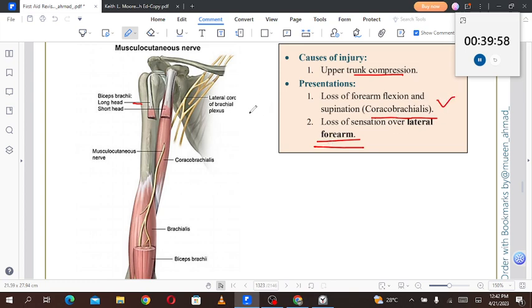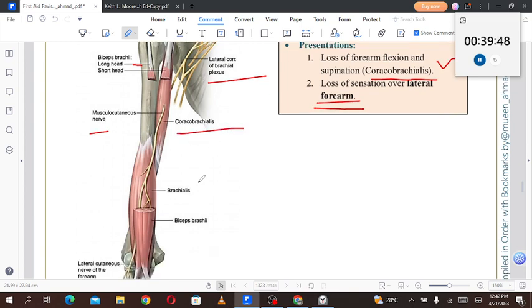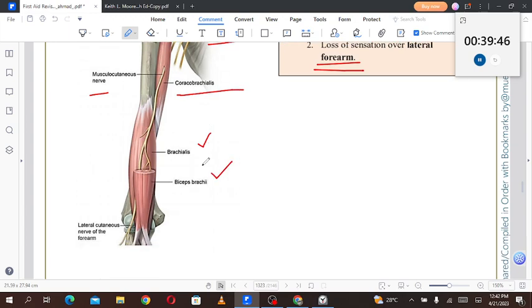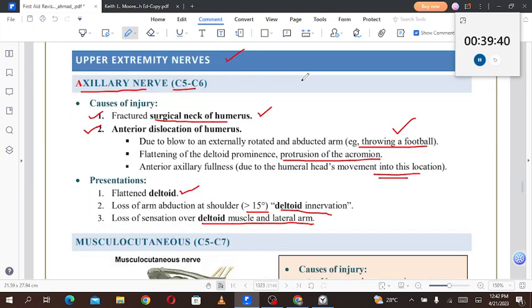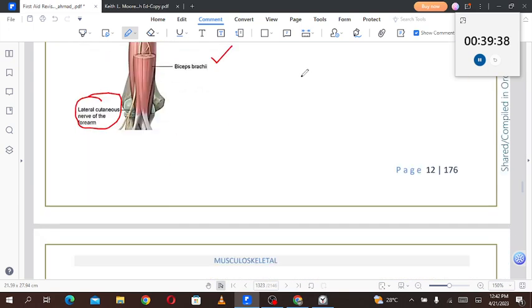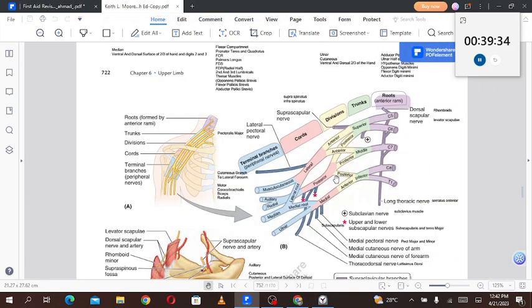Okay. Here you can see the lateral cord of the brachial plexus giving rise to this musculocutaneous branch, and that musculocutaneous branch is moving through the coracobrachialis, and then supplying the brachialis and the biceps brachii. Then it is coming laterally as the lateral cutaneous nerve of the forearm. Okay, so this is the pathway. There was no pathway for the axillary nerve. The axillary nerve is coming from the posterior cord, right? Here you can see the posterior cord giving rise to the axillary and the radial nerves.